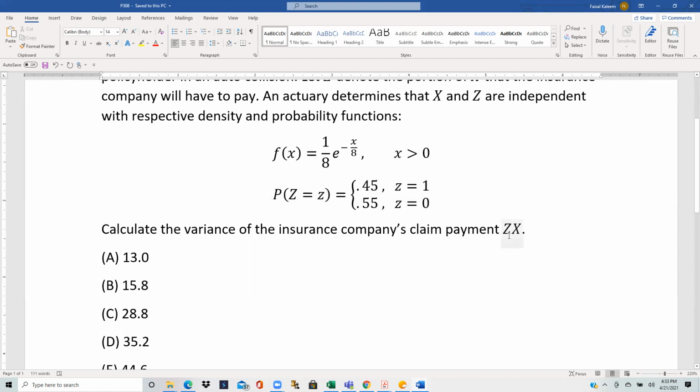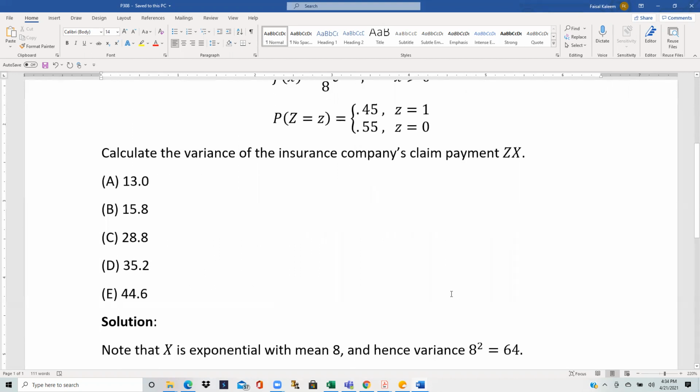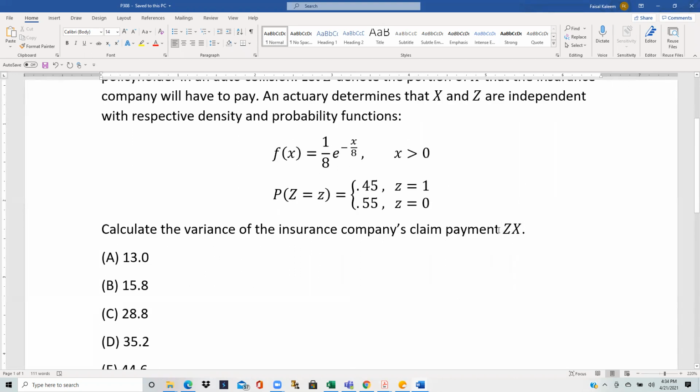So to calculate the variance of ZX, we will find the expected value of ZX and the expected value of ZX whole squared, and then use our normal formula for variance. Okay. So Z and X are independent. So the expected value of ZX will be the expected value of Z times the expected value of X. And therefore, we do need the expected values of these individual variables.